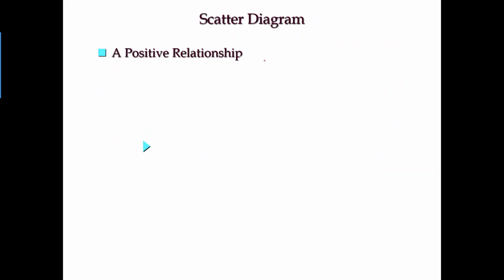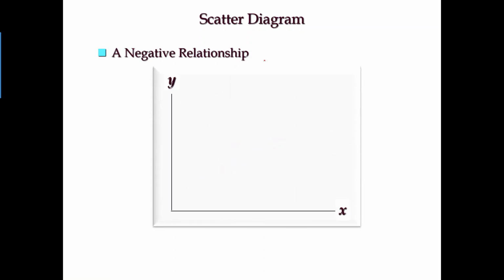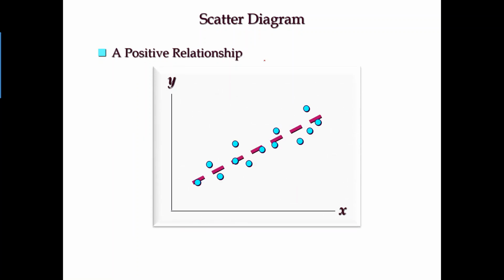In general, we will find four relationships, based on the trend line. In this diagram, what you see we call a positive relationship. The positive relationship is an upward trend line.